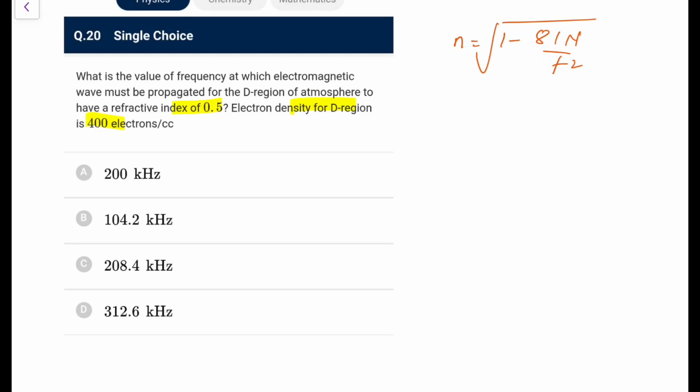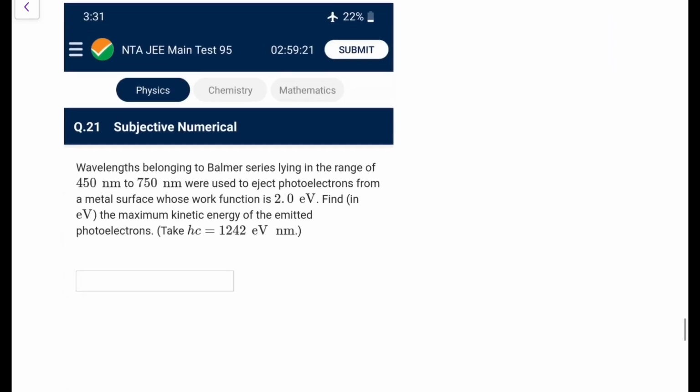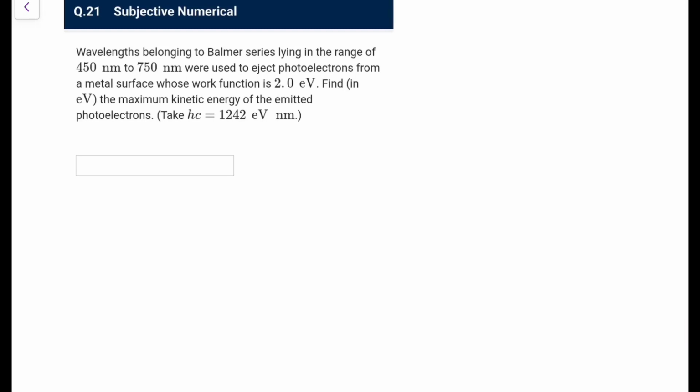We are searching for this frequency. Put n as 0.5, so it is 1 minus 81 times N upon f square. 400 electrons per cubic centimeter is given, so we have to convert to per meter cube, so it would be 400 into 10 to the power 6. You can do this calculation by calculator, or by yourself. Solving this, f comes out as 208.4 kilohertz. I doubt how many of you remember this formula, or have been taught this formula. If you have not been taught, you will have to say namaste to it and move ahead.